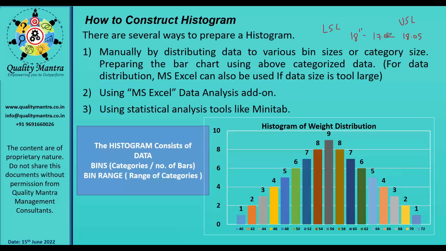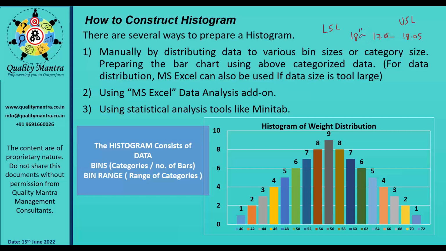It is not the control limit, it's the specification limit. It has been defined on the control plan by your designer. Sometimes it is defined by your customers. Okay, so that is the specification limit. And control limit will come from the data, actual data.